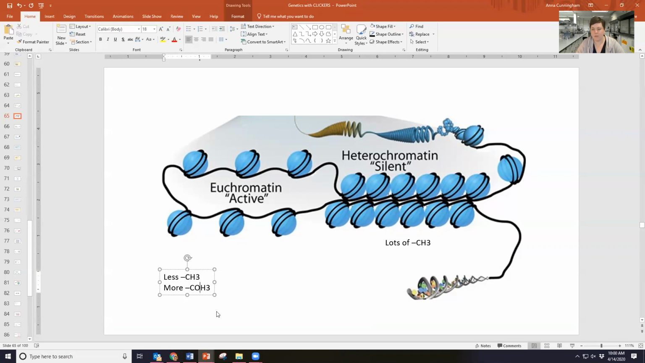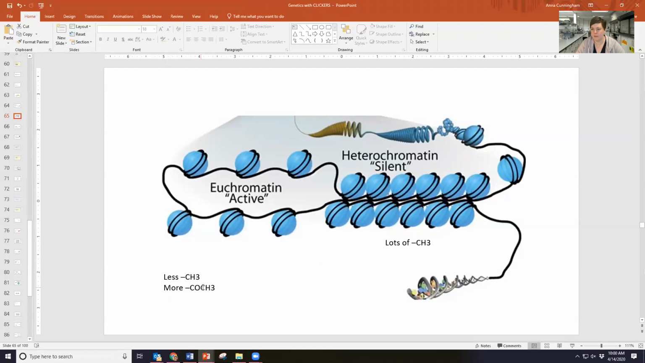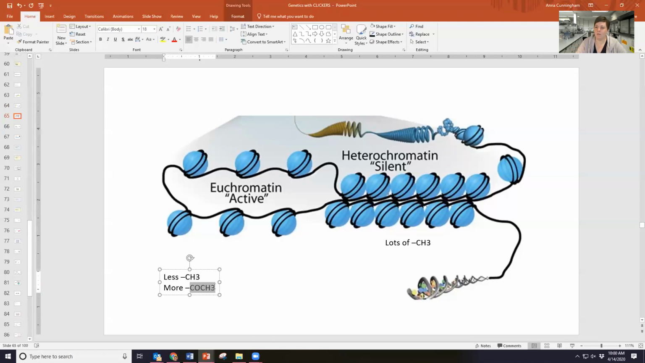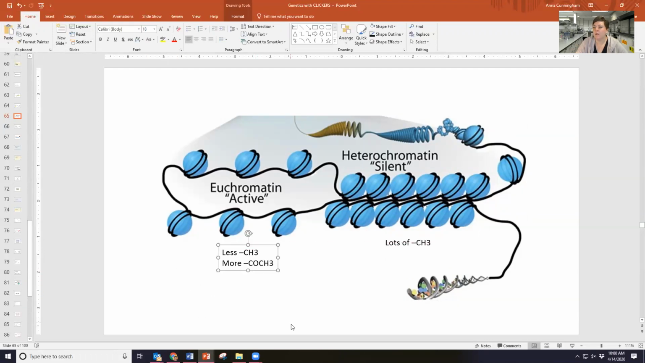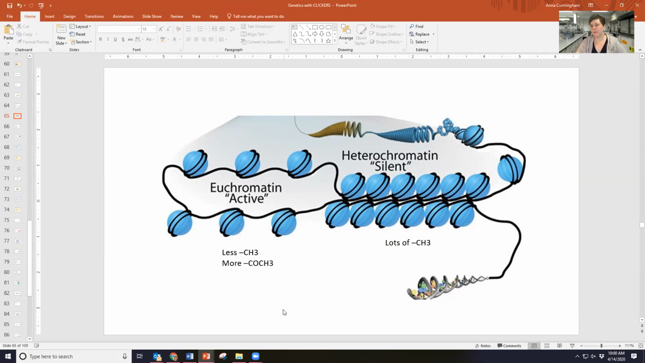Oh wait, I forgot. COCH3? Yeah. Why does that look so wrong to me? Anyway, okay. Well, you get the point, those are subscripts.